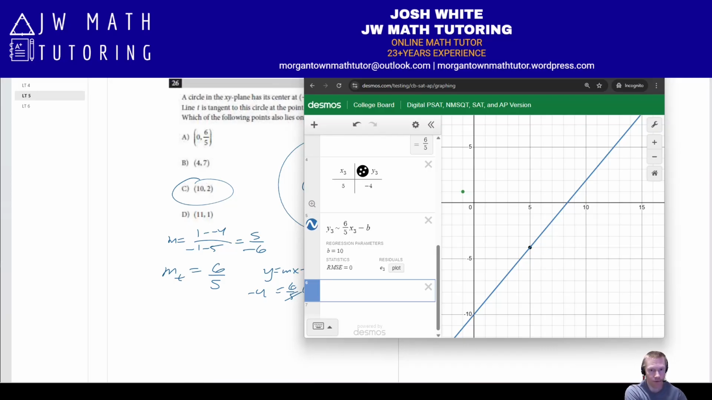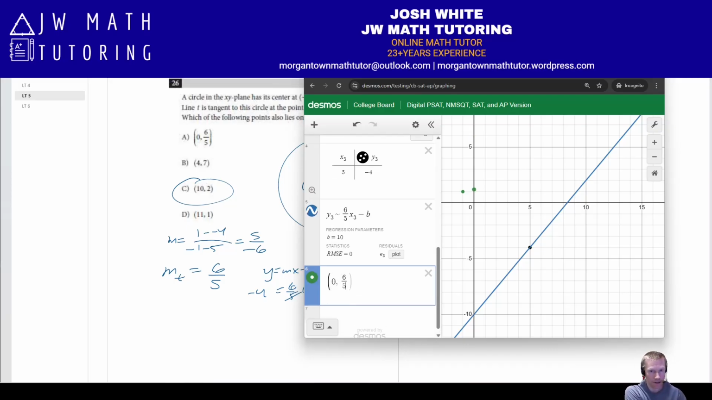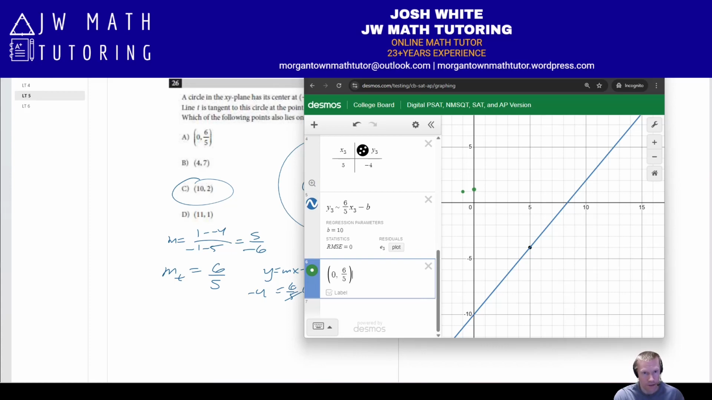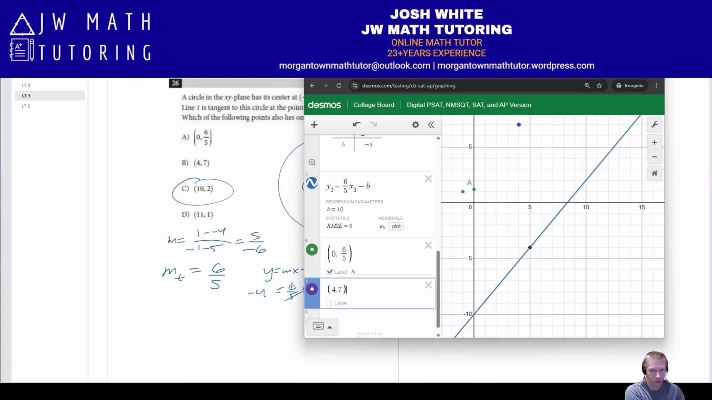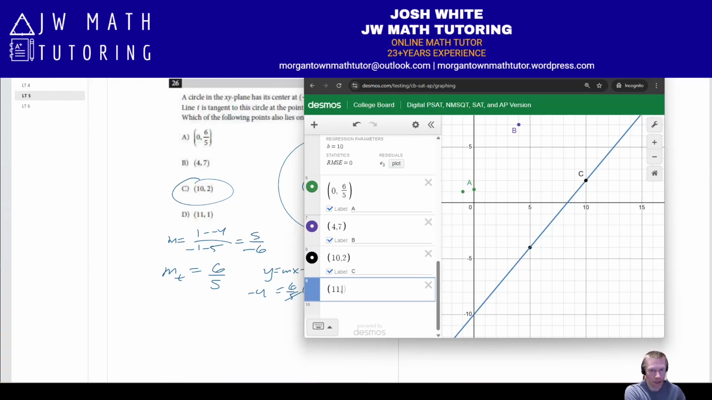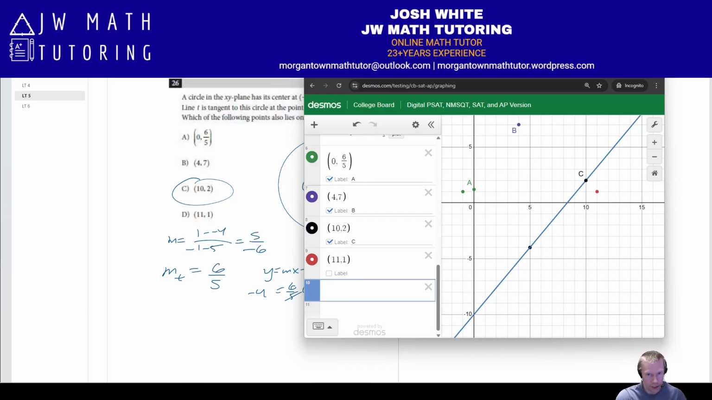And now what I would do, even if you found the equation of the blue line by hand, is just type it in, go to Desmos and just plot the points. You're going to see that this is answer choice A. Is this on the line? No. Okay, let's go to 4-7. Answer choice B. Is this on the line? No. Okay, let's go to 10-2. Letter C, is it on the line? Yes. We could do 11-1 just to check, but you wouldn't really need to. D, is it on the line?